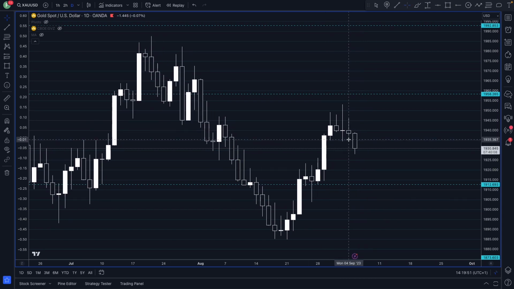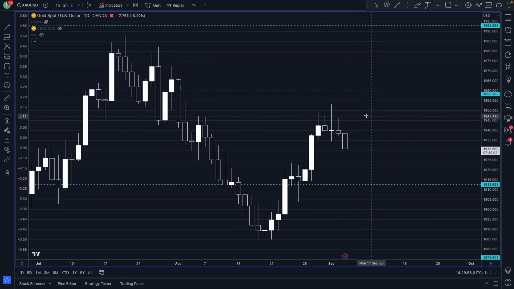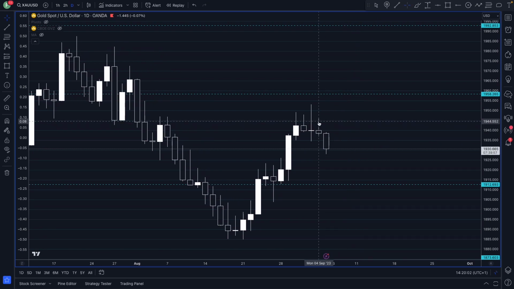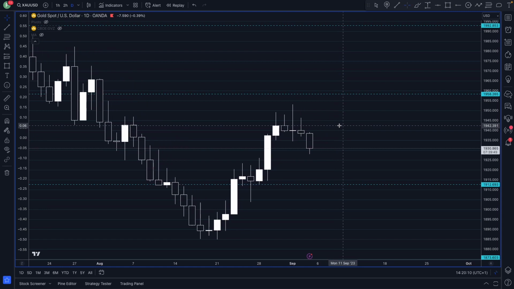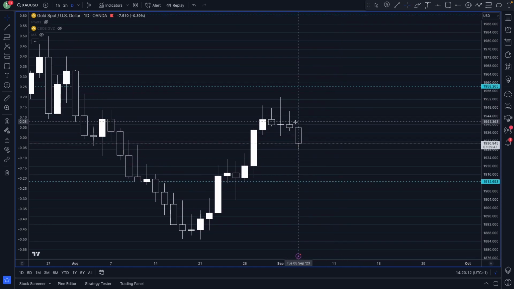gold. So should prices meander up to this 1940, 1945 region, and then it's just before the key data release, you all of a sudden know you've got a really strong technical setup for selling should the US data come in very strongly. So just bear this in mind. Any return back up to this 1940, 1945 region would be a beautiful area for selling.